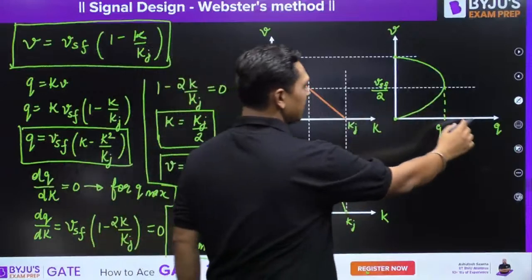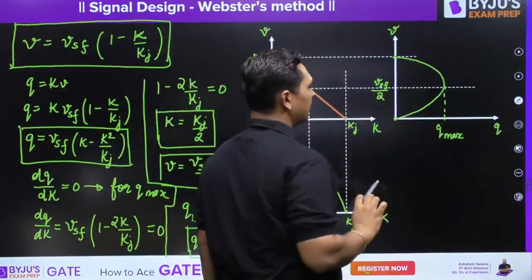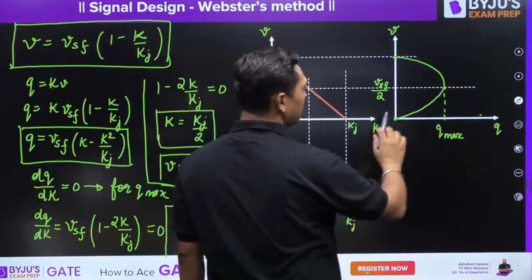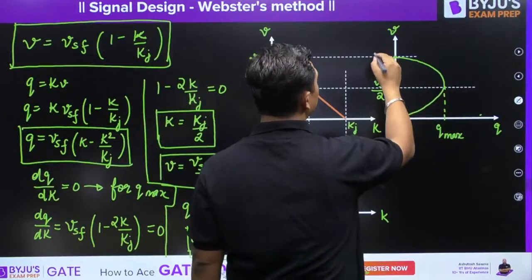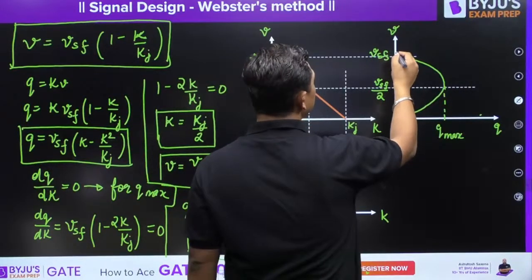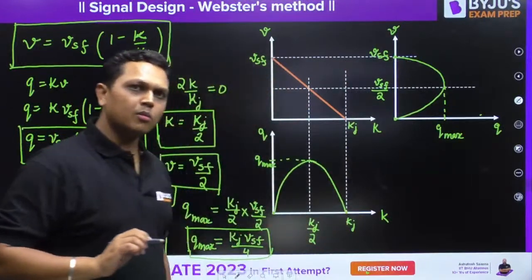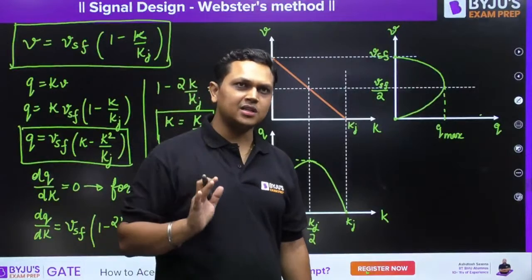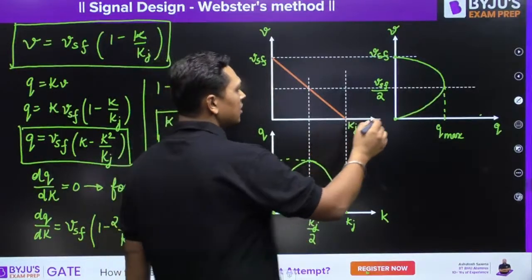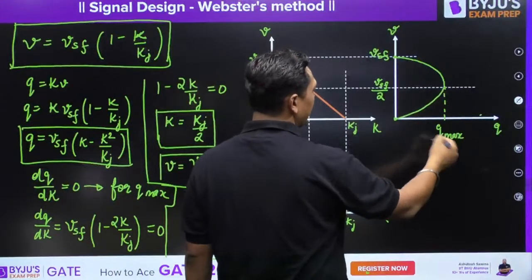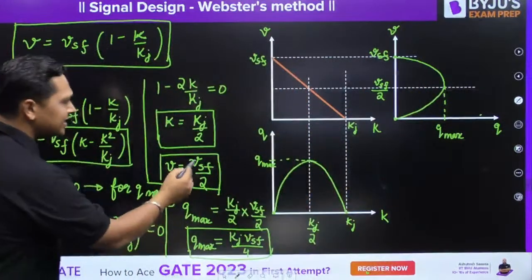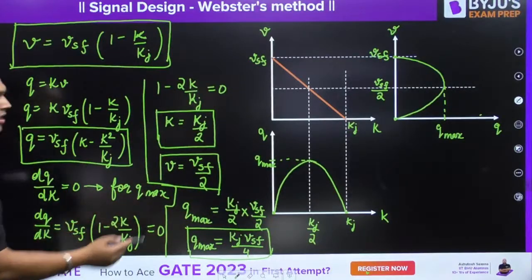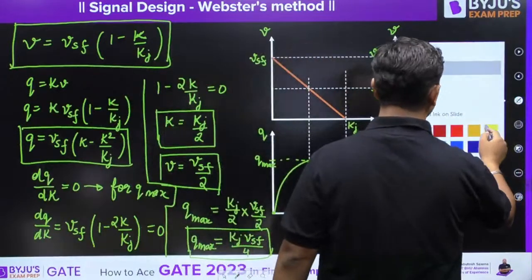Now let us plot the traffic flow versus velocity curve. When velocity is equal to 0, that means your traffic flow is almost 0. And when velocity is equal to free mean speed, that is Vsf, again the traffic flow is almost 0, because there is hardly any vehicle which is passing an intersection. So the maximum traffic flow, Qmax, is obtained when V is equal to Vsf by 2.